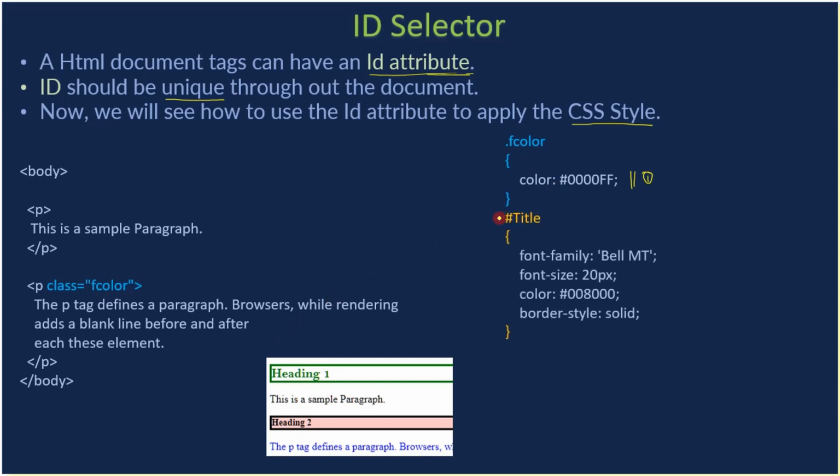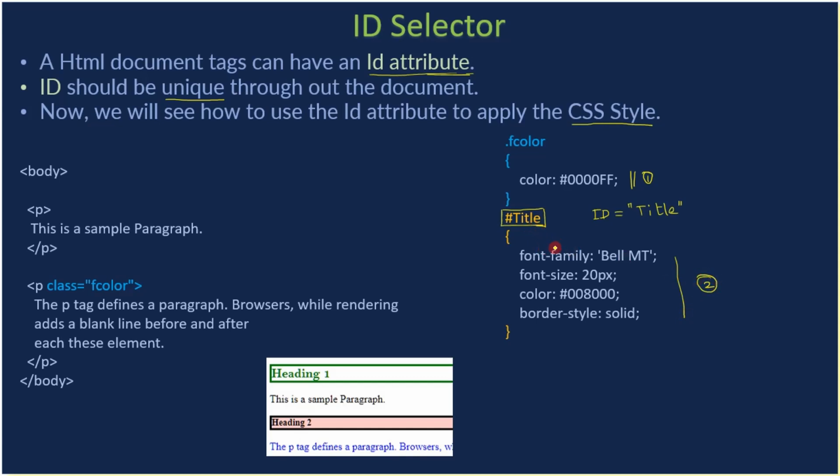To specify an ID selector, we have to use the hash symbol. Previously we used dot to specify the class selector, right? In the same way, here we have to specify the ID selector. Here title is the ID name and hash denotes it's an ID. So the selector will try to match ID equal to title. Right, so this is the selector and here we specify the rule.